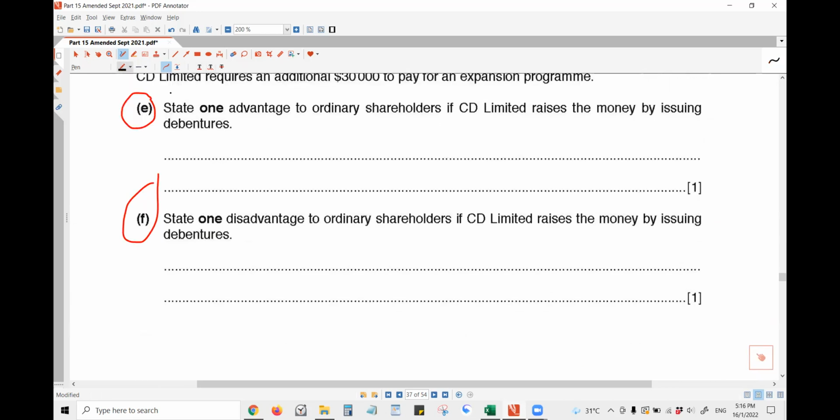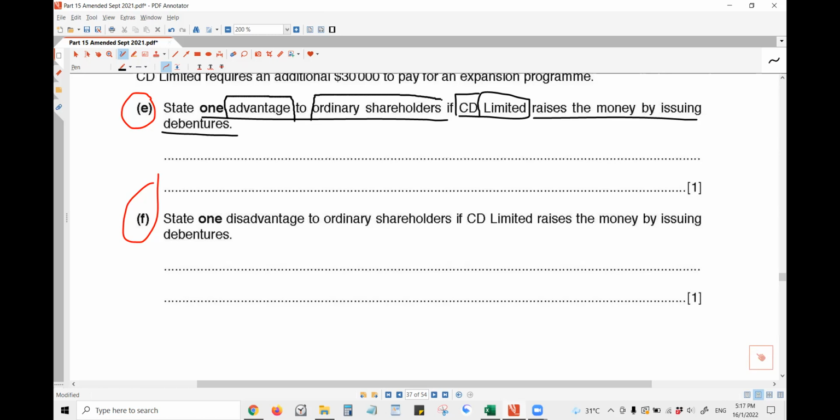State one advantage to ordinary shareholders if the CD Limited, when you see limited, it means company, and CD is the name of the business, raises the money by issuing debentures. Earlier we saw one similar question, but at that time it asked for disadvantages. But here it's asking for the advantage to the ordinary shareholders if the company raises money by issuing debentures.